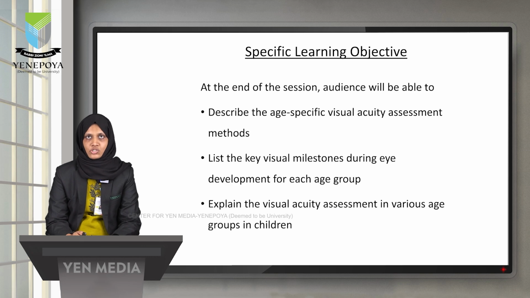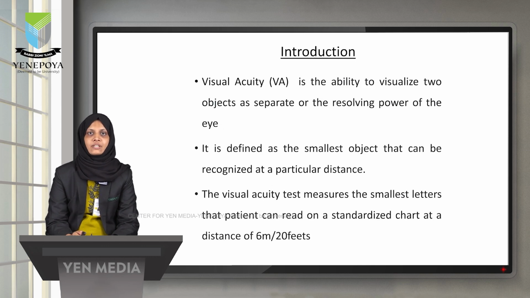At the end of the session, the audience will be able to describe the age-specific visual acuity assessment methods, list the key visual milestones during eye development for each age group, and explain the visual acuity assessment in various age groups in children. So moving to the introduction, visual acuity is the ability to see two objects as separate, or it is the resolving power of the eye.